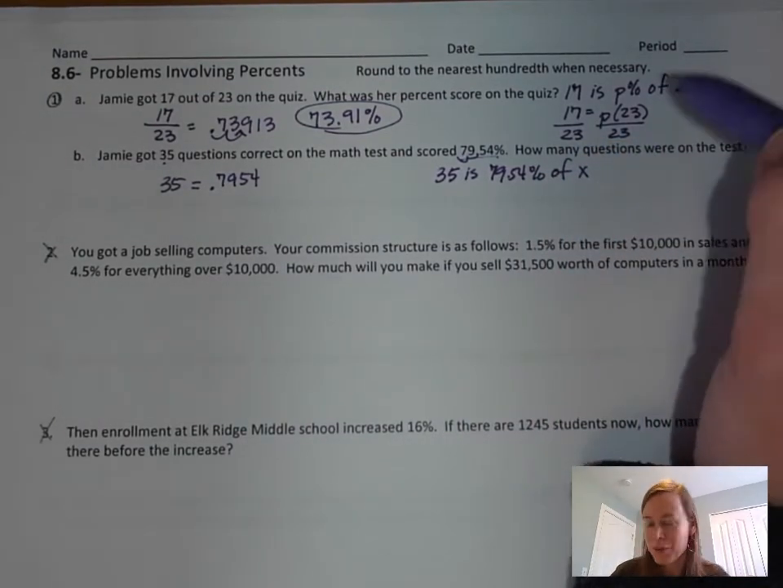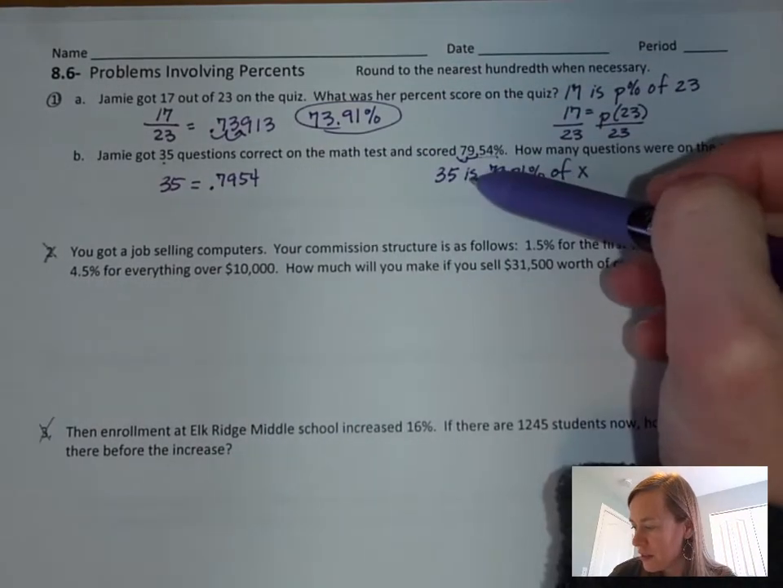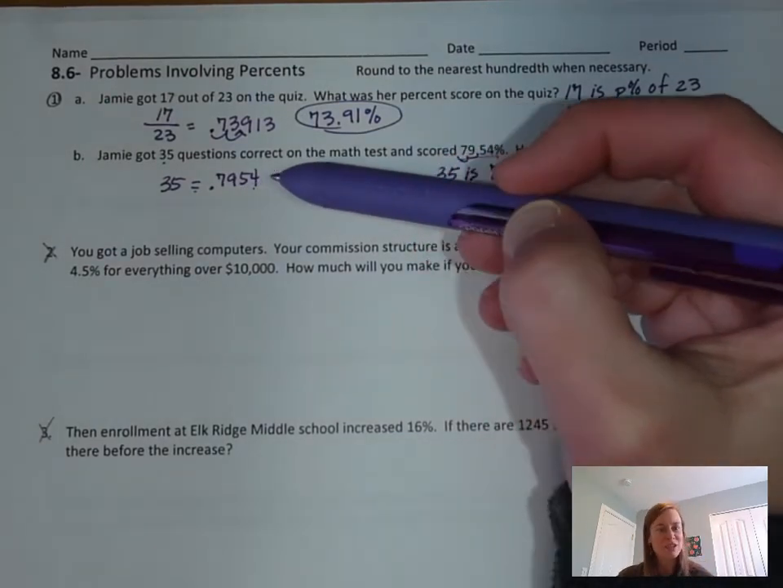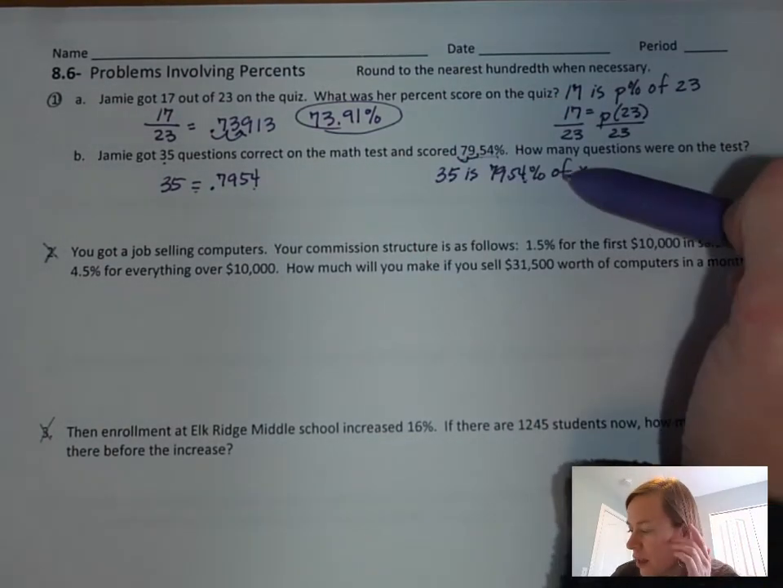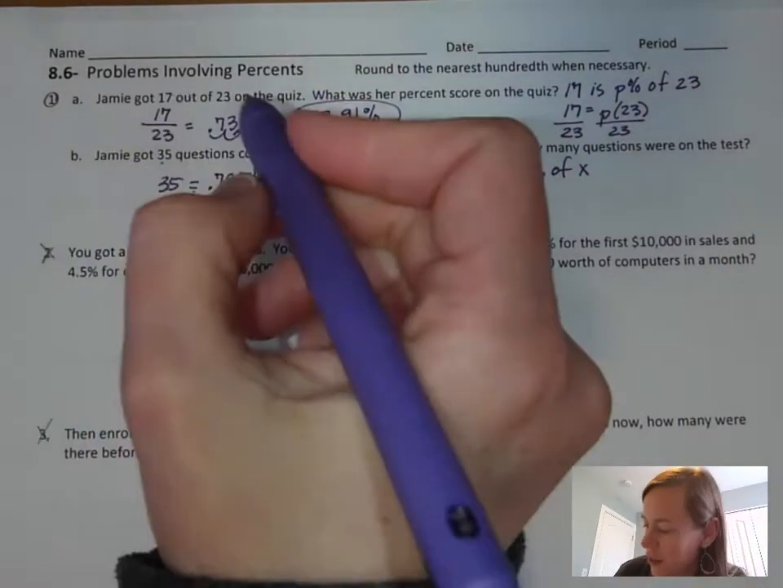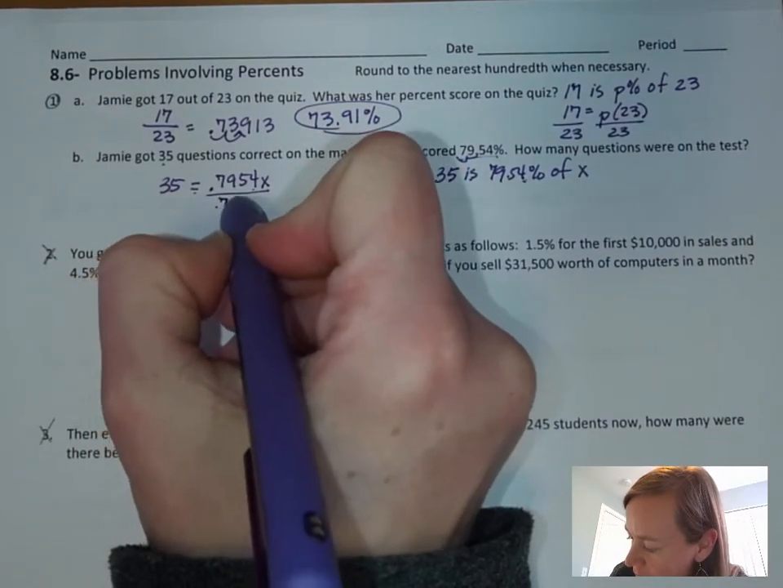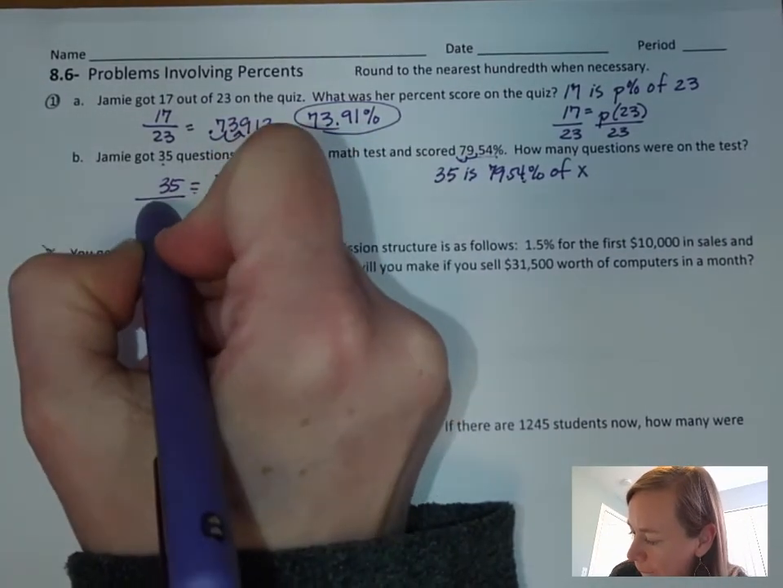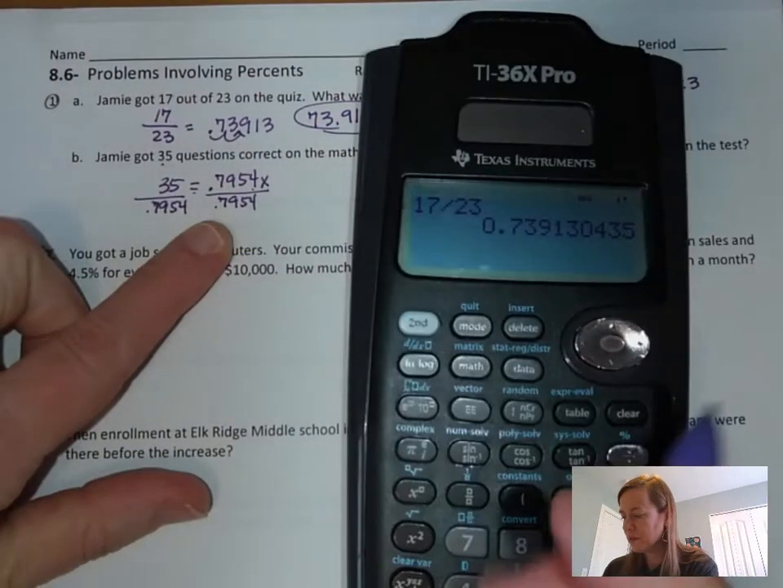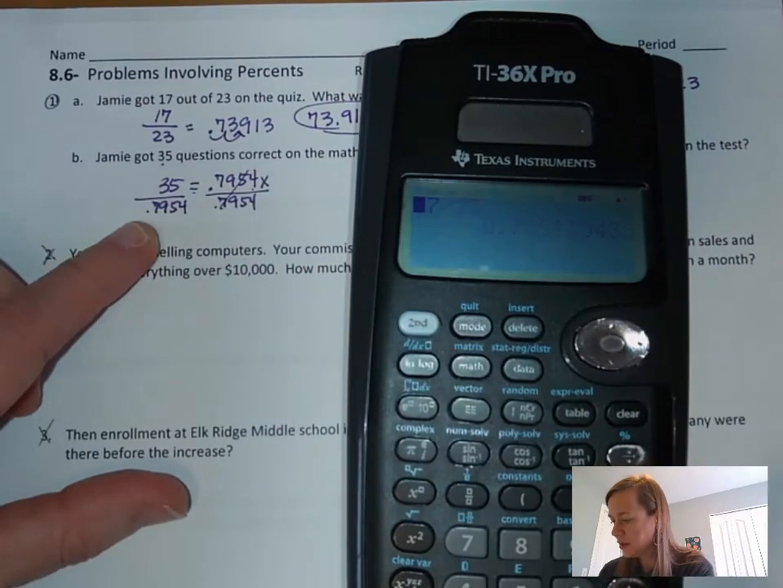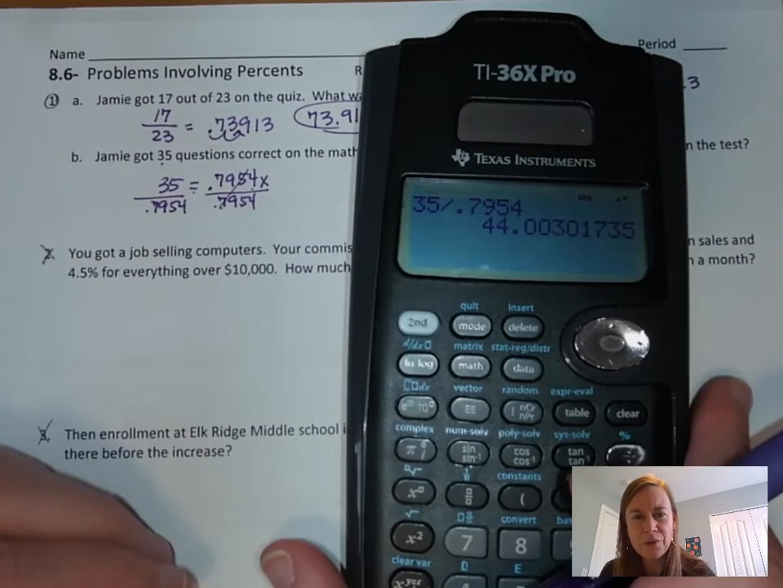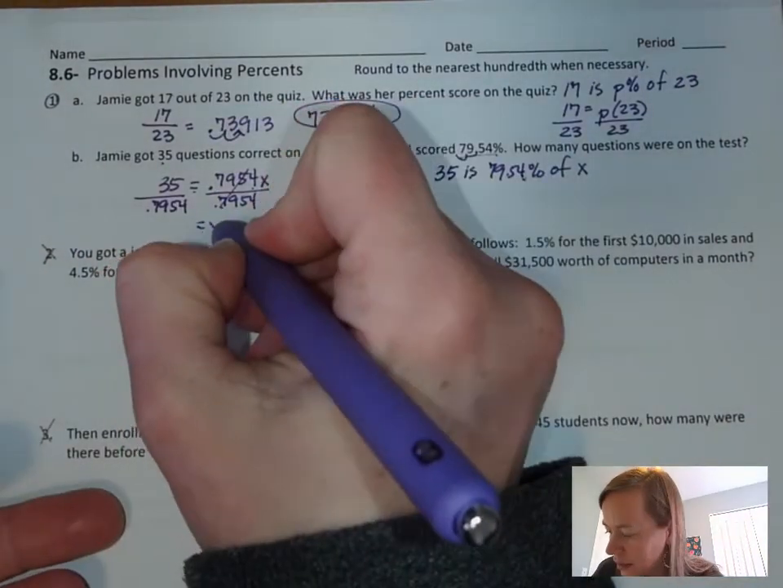Okay, now when we take this and we put it in math, it's going to be 35 equals this percentage. We're going to write it as a decimal. Anytime we put it in the equation, make sure you make it into a decimal. And then of x is going to be times x. So it's going to be like that right there. Now to figure out what x is equal to, we're just going to divide by this on both sides. And now this cancels out, so we're going to do 35 divided by 0.7954. And it looks like we're going to get 44.003.